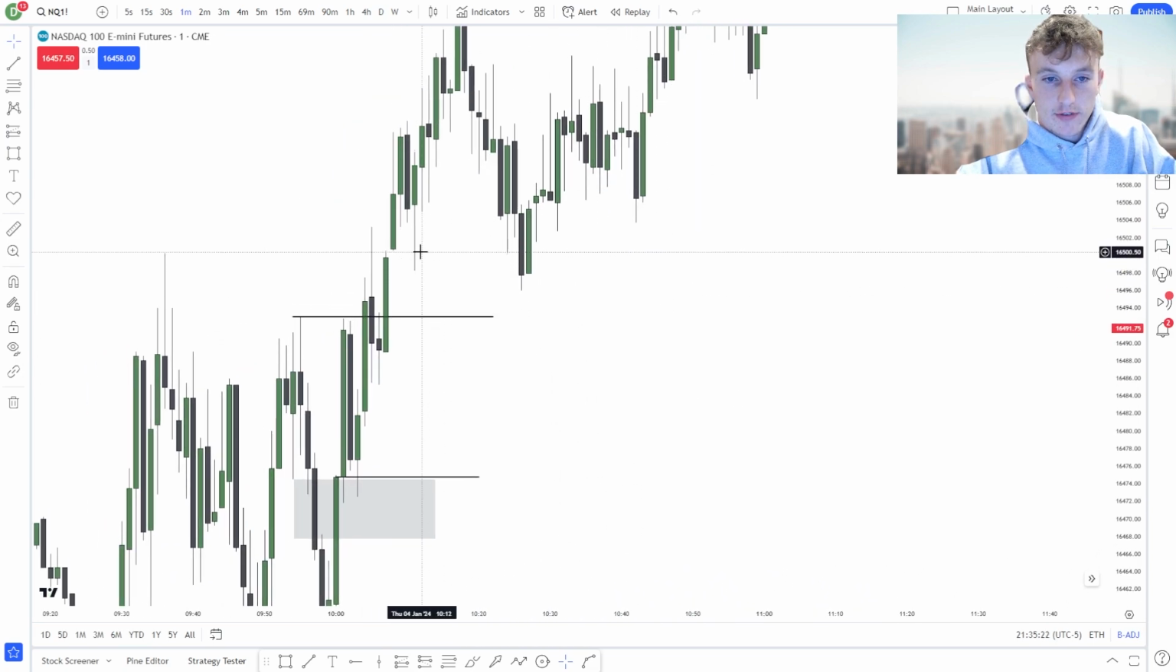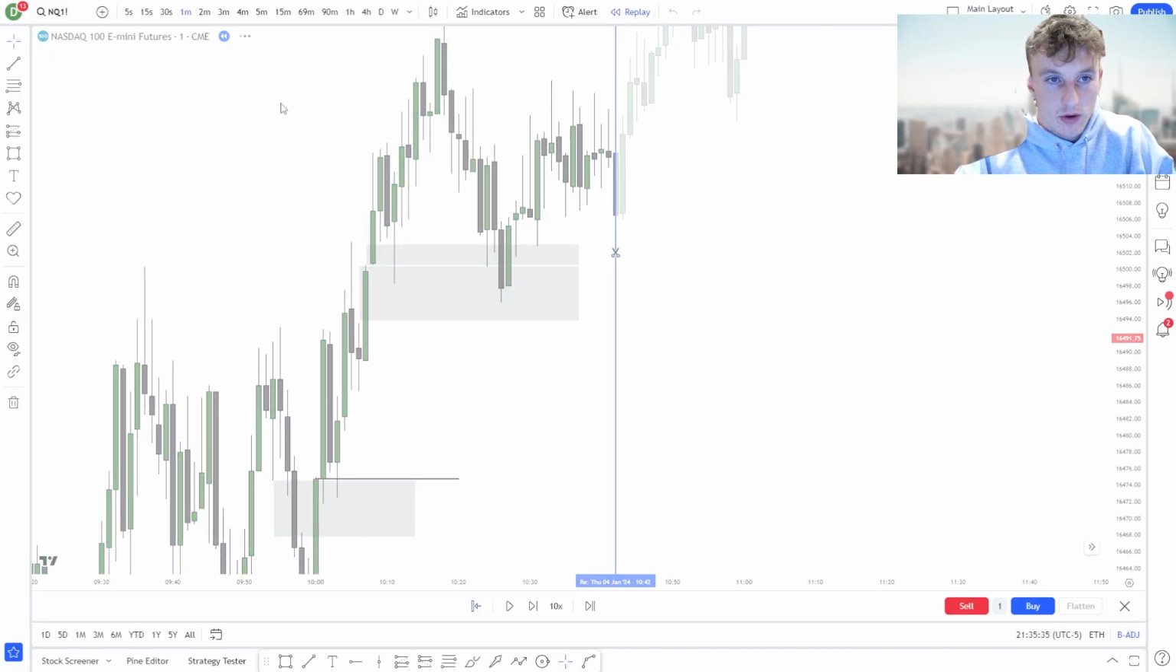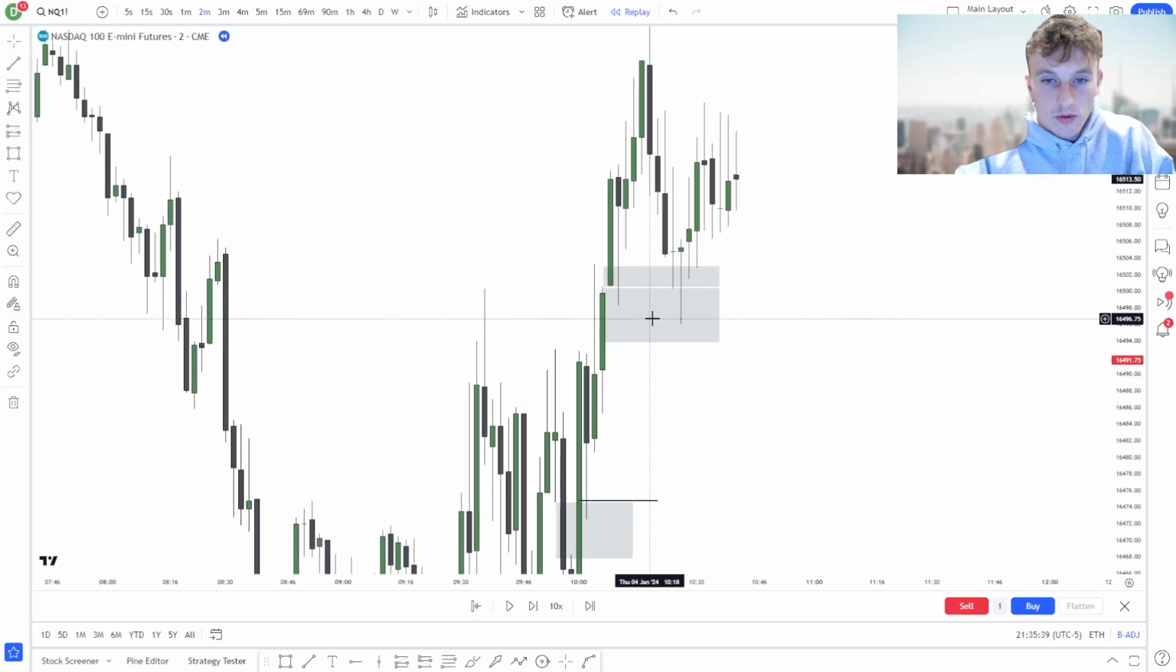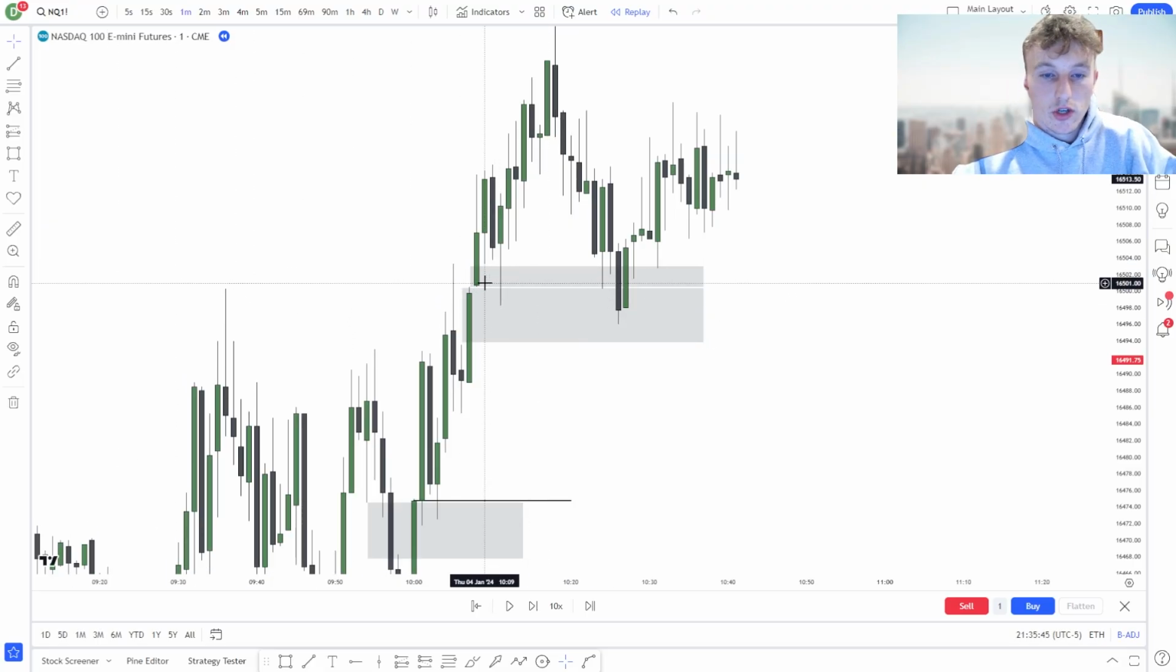Right here, this is fine. So here we have two consecutive ones. Let's say this one is the last one to be inversed. Let's say if I go to the 2 minute, let's say there's no fair value gap here. And I actually don't think there was. Let me check. Okay, there is no fair value gap in the 2 minute. So we see in this situation, there's two fair value gaps.